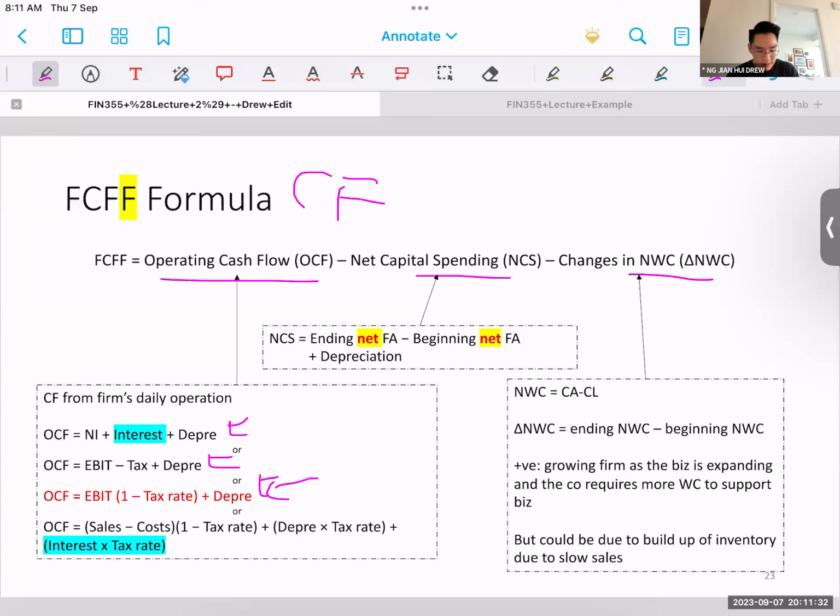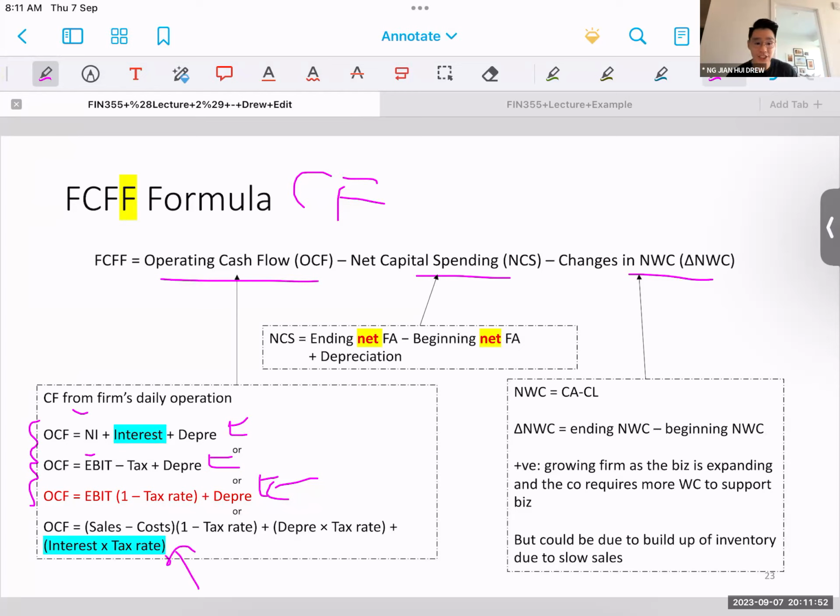And then you notice these 3 formulas look kind of similar, but basically you are using different derivations. This is net income, this is EBIT, this is EBIT, but then you use the tax rate instead. Last but not least, this is the tax shield method of calculating operating cash flow.